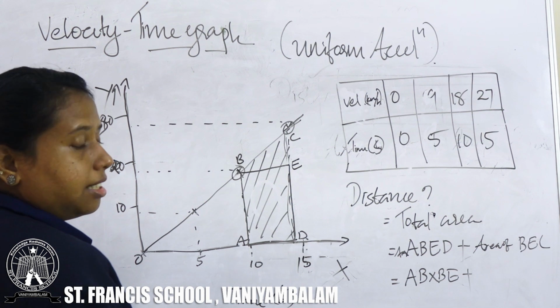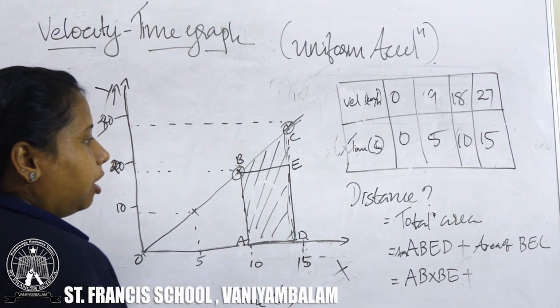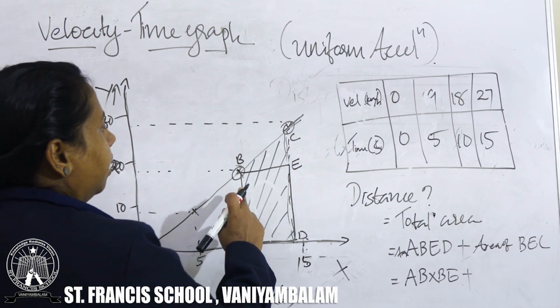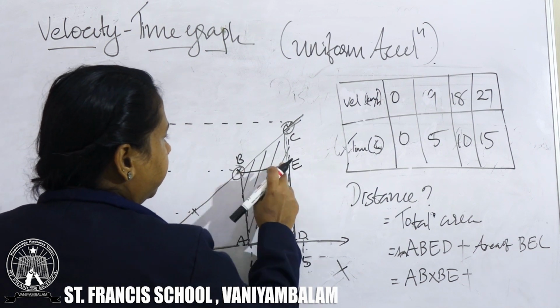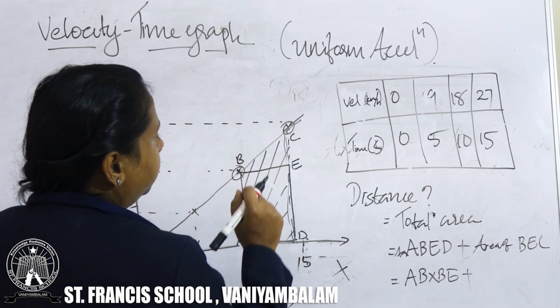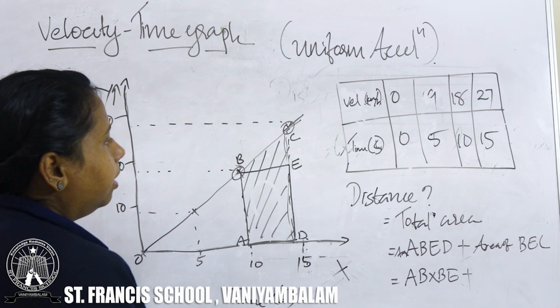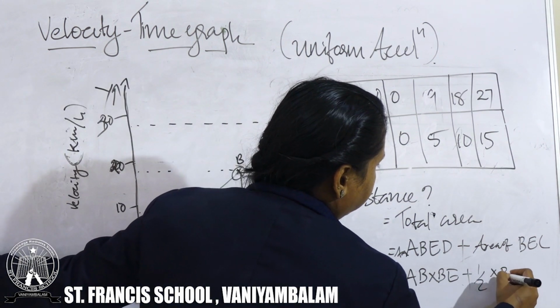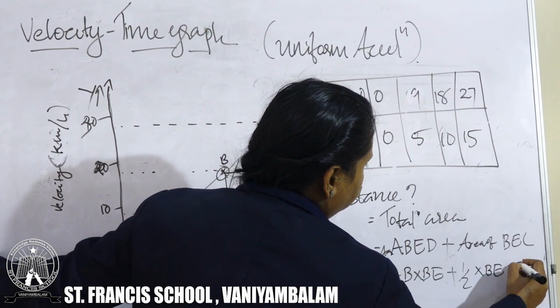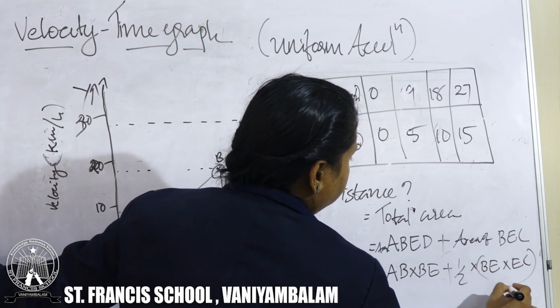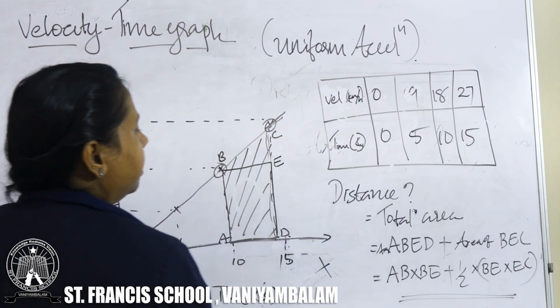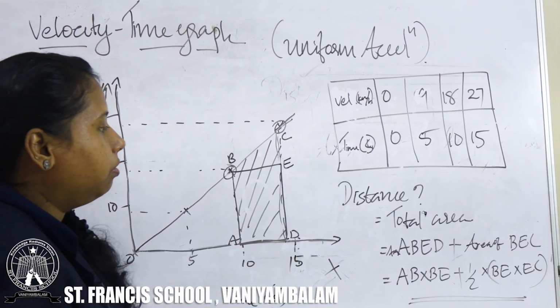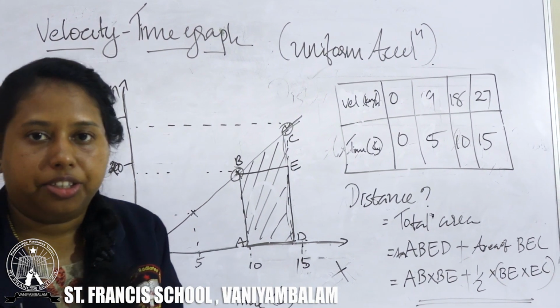BEC is a triangle. So what is the area of a triangle? Half into BE into EC. This will give the distance for a uniform acceleration.